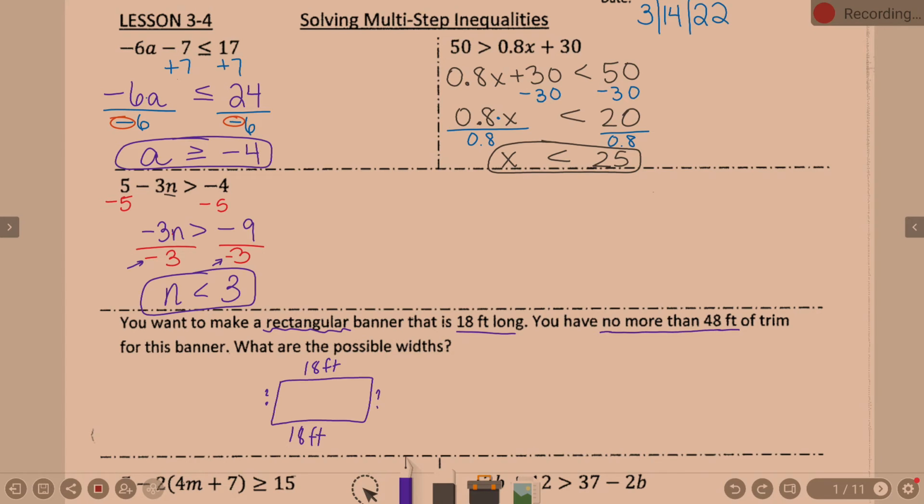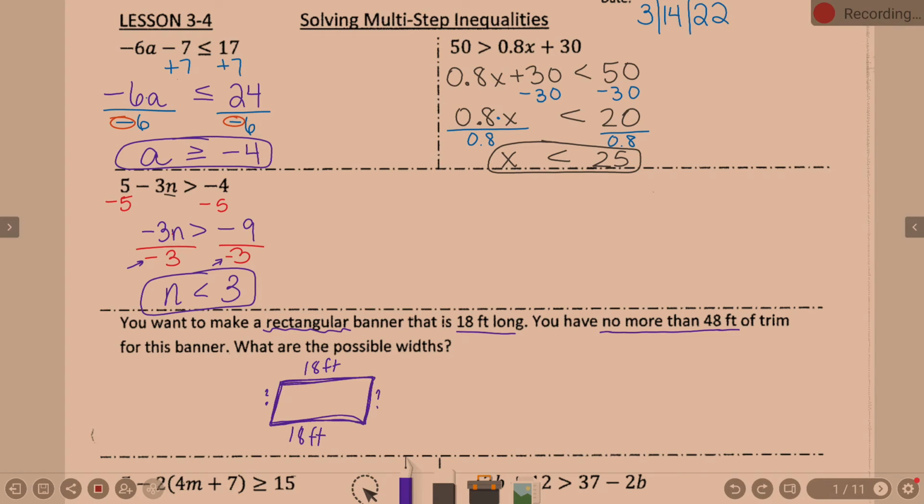Again, keep in mind, we're in inequalities, so it's going to be less than or greater than some number. Now, it's talking about trim. Do you guys understand what they mean by trim? Well, what do you think of when you think of trim? It's going around the edge, right? The border.